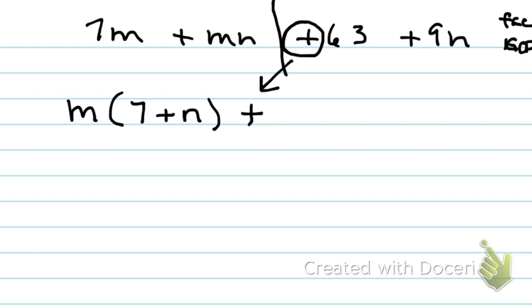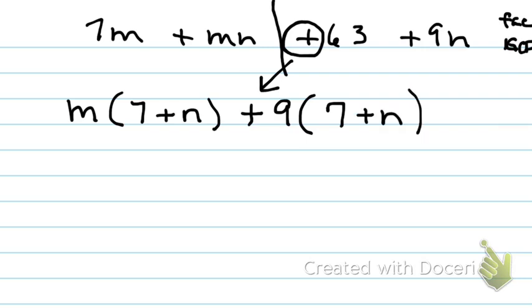Then I'm going to find the GCF in the second ones. What do I divide into 63 and 9n? They'll both divide by 9. Open up a parentheses and divide. 63 divided by 9 is positive 9n. Divide out the 9, you're left with positive n.